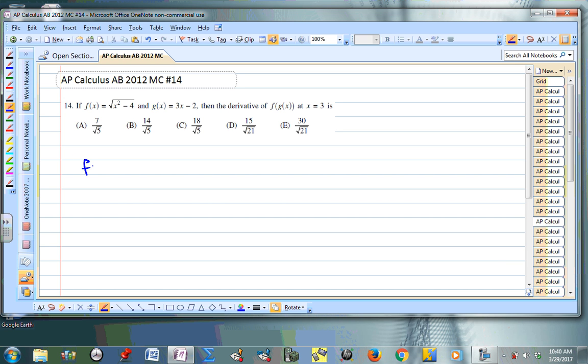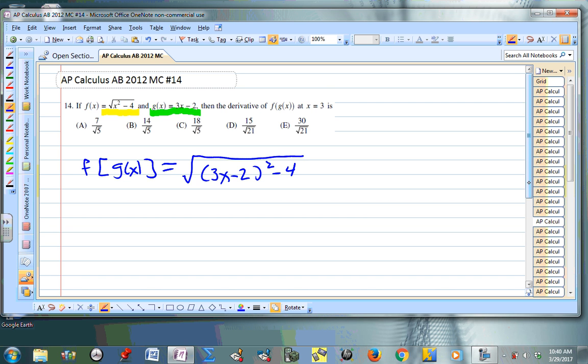I'm just going to start by identifying what this composite function is. So f of g of x, f is the outside function, and if you look, f is defined to be the root of something squared minus 4. So I'm going to call that the root of something squared minus 4. And now f of g of x means g of x becomes the input. So g of x is defined to be 3x minus 2. So we're just going to put 3x minus 2 in for x into the f function.